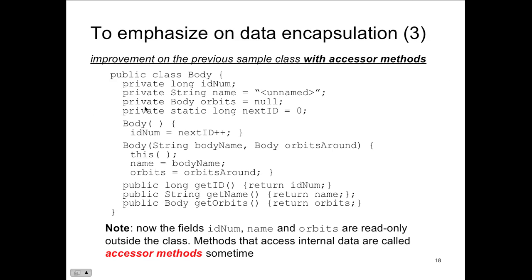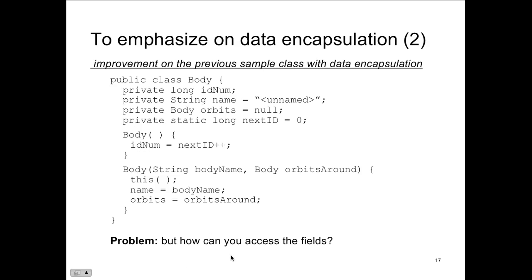We've got the private ones going on here. What did we do here? Public methods down here. Now the ID number and the name of orbits are read-only outside of the class. Methods that access internal data are sometimes called accessor methods. What do we do here? How can you access the fields? These are the fields.